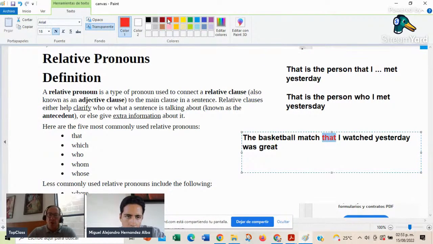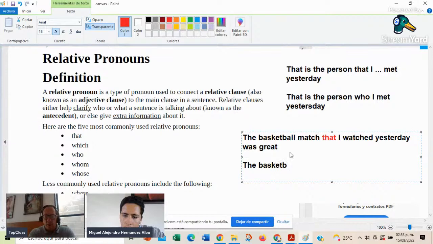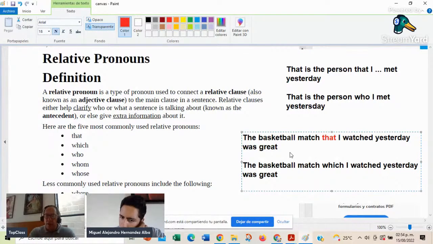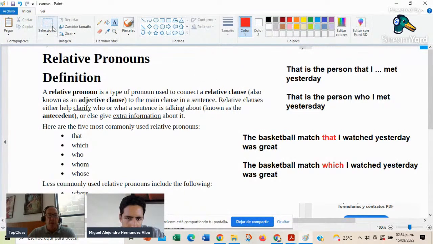Which one would you use? Could be who too or not. No, which. Okay. Who is only for people, and which is only for objects. And that refers to both of them, right? Okay. So can you read the second sentence too, please, Mickey? The basketball match which I watched yesterday was great. Very good. Perfect.